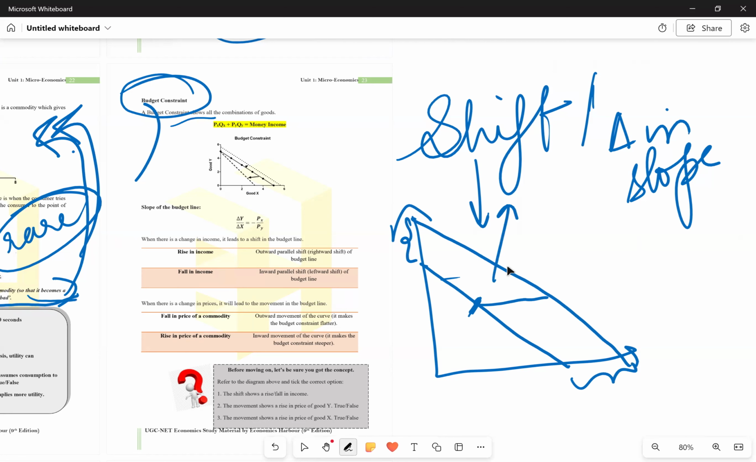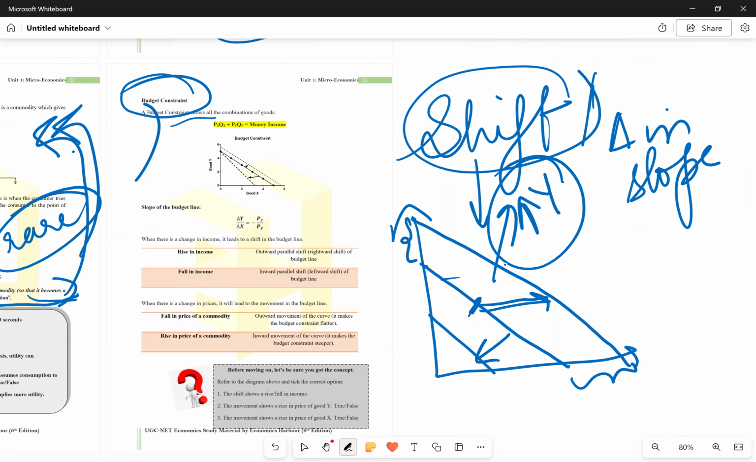And it is mostly in case of increase in income. So when your income increases, the budget line shifts rightwards. And if your income decreases, the budget line shifts leftwards. So a shift in the budget line is caused due to change in income.